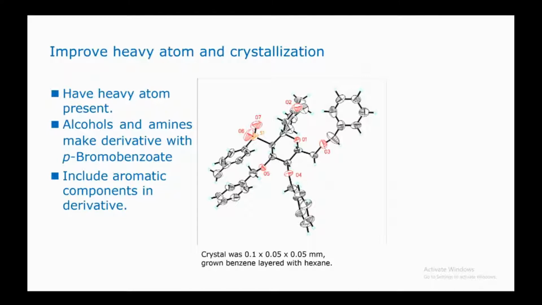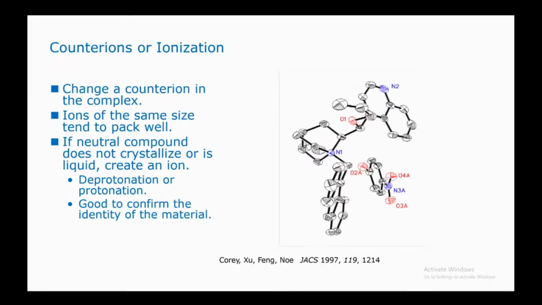Improve with heavy atoms and crystallization. Heavy atom present. For alcohols and amines, make a derivative with p-bromobenzoate. Include aromatic components in the derivative. The crystal was 0.1 by 0.05 by 0.05 mm, grown from benzene layered with hexane. Counter ions and ionization.